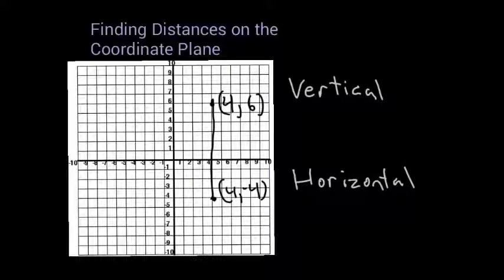So you'll notice that one value didn't change, and that is my x value. So to form a vertical line, your x value stays the same.